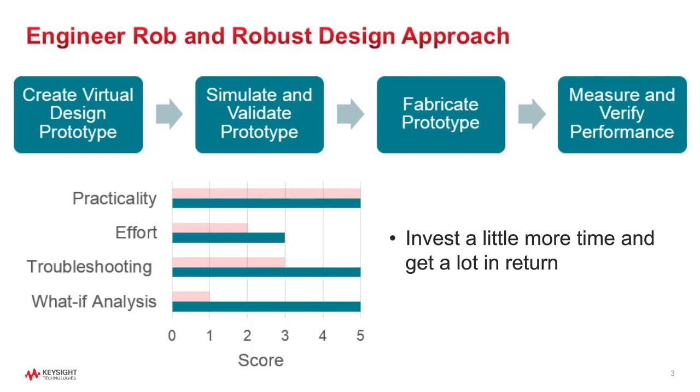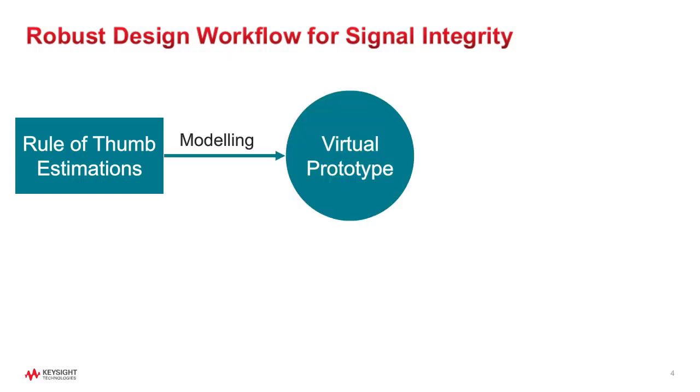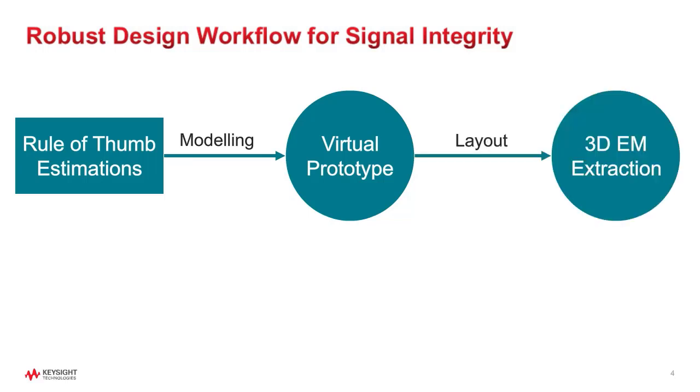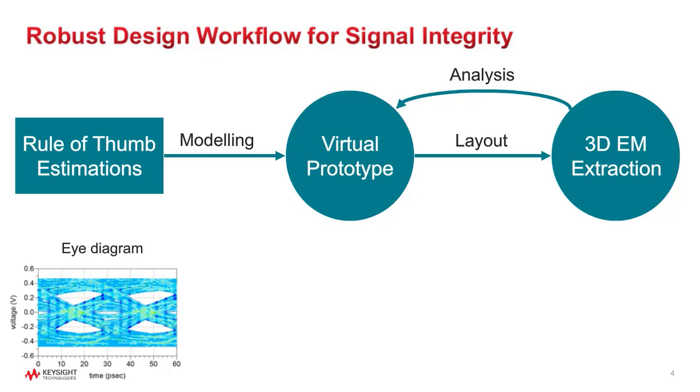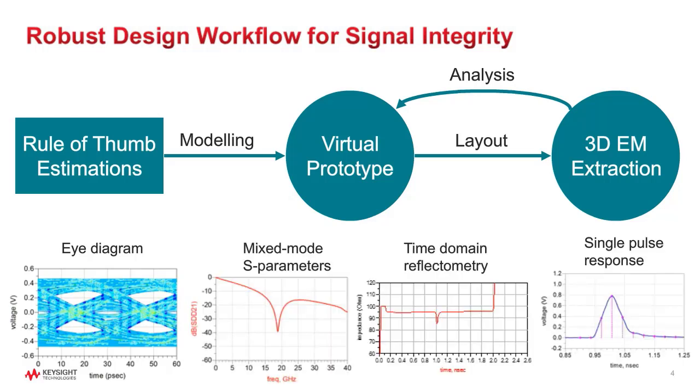And today, what we're going to be looking at is the robust design workflow for signal integrity. It looks something like this. You start with rule of thumb estimations, create some virtual prototype with modeling. You go through your 3D EM extraction, and finally, you can perform some analysis. We'll see how everything plays together with eye diagrams, mixed mode S parameter, time domain reflectometry, and single pulse response.